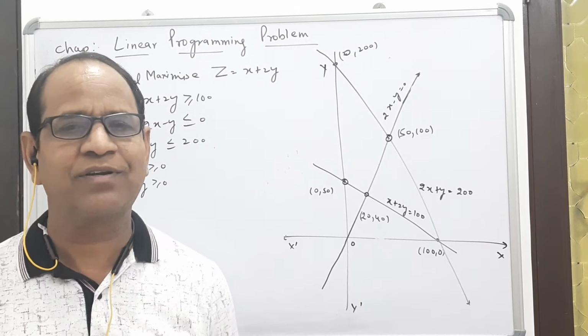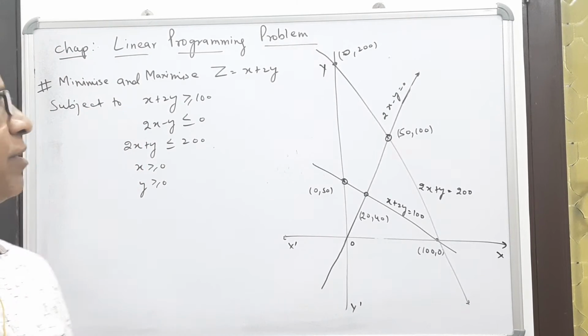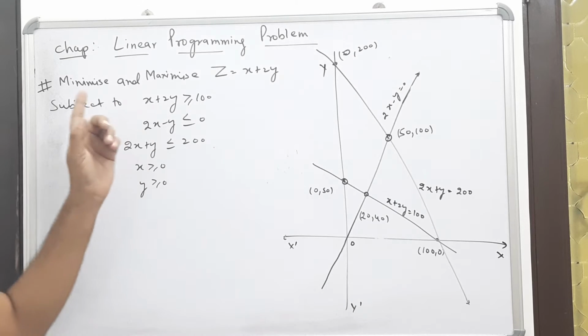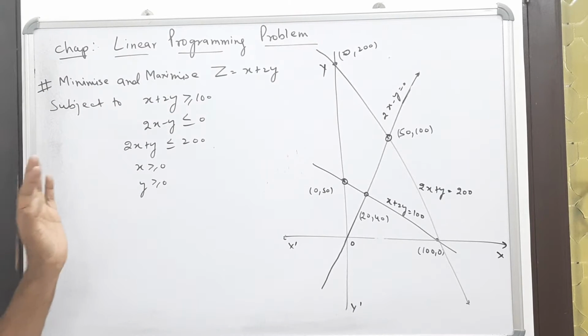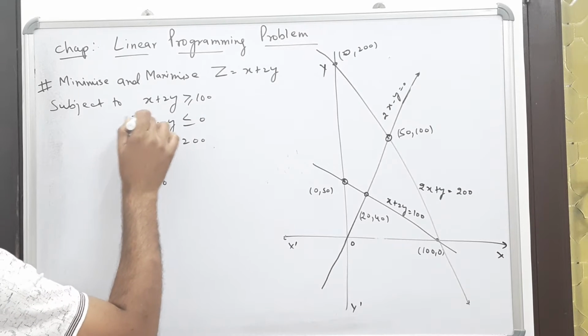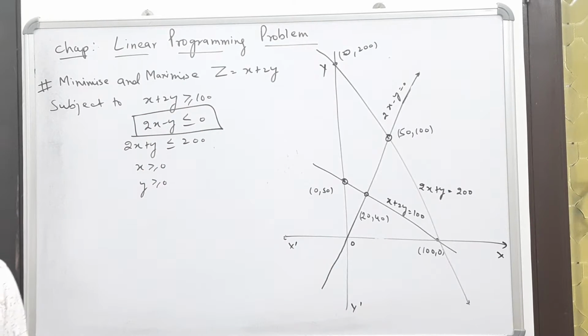Hello students, today I am taking another problem of linear programming. Earlier I explained one problem in which we calculated the minimum value. Now see the problem for today. In one sum only, we have to find both the minimum and maximum value of z. And the new part in this problem is that the line is passing through the origin. That is the extraordinary part in this.